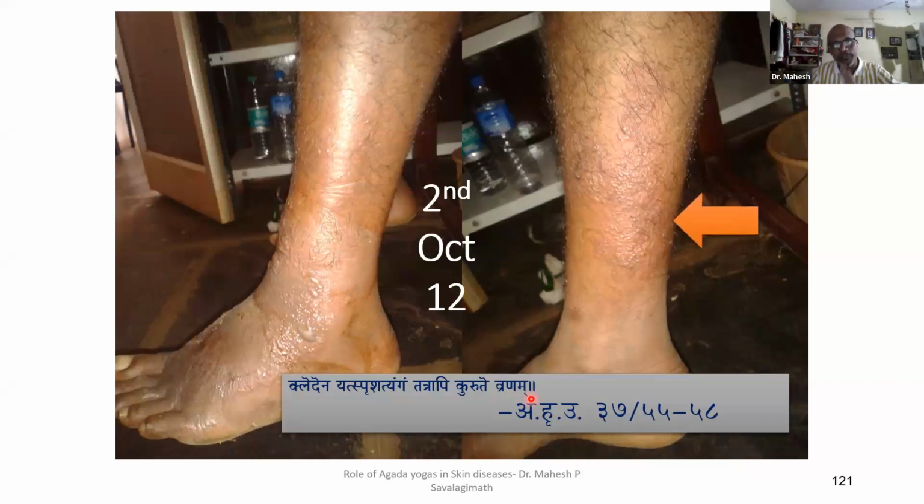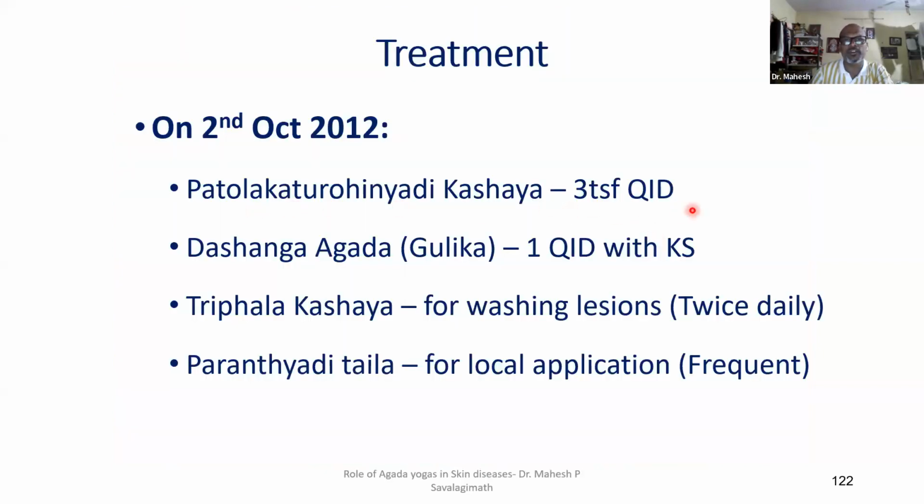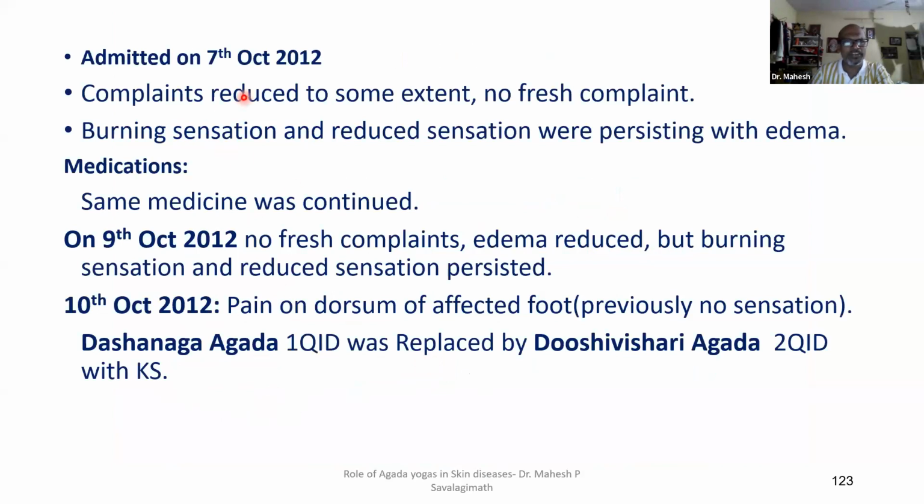So I forgot about what the modern diagnosis was, leprosy and all, but we took care not to directly touch and all. We kept the patient separately. So what was given? Patolakatrina, Dashanga, Triflaseka, Parentaditale. Instead of this, even Alpamrad is also okay. This is explained in the context of Mandali Visha, which was available at that time, so it was used.